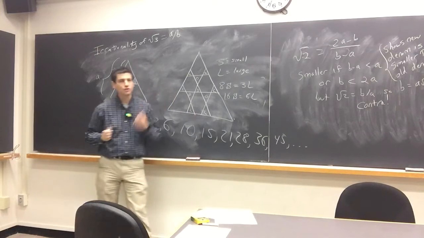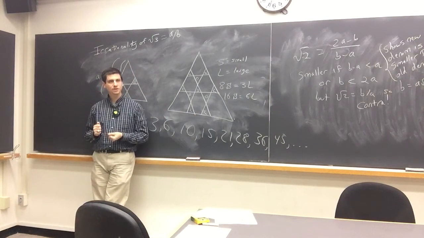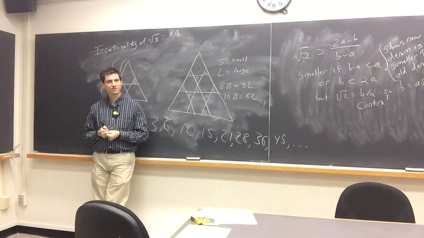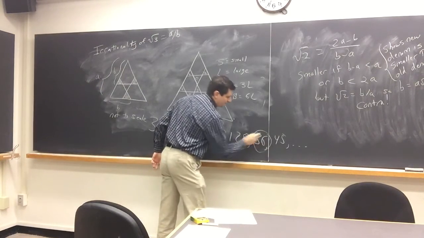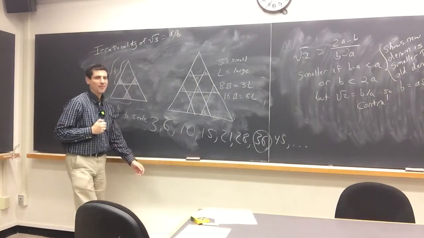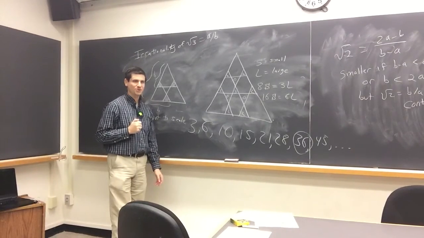So can we prove that for all triangle numbers, the square root of them is irrational? Yeah, there's 36 right here. This is why I wanted to go at least this far. It turns out some triangle numbers are perfect squares.